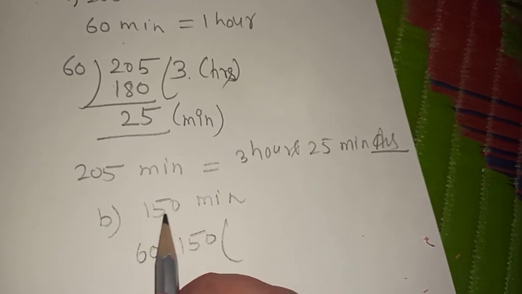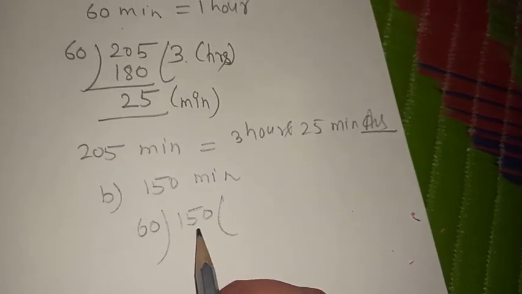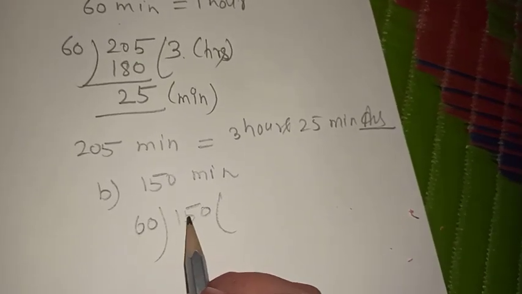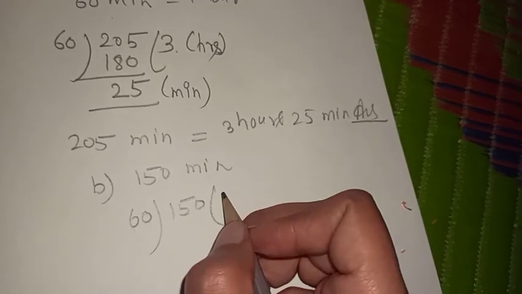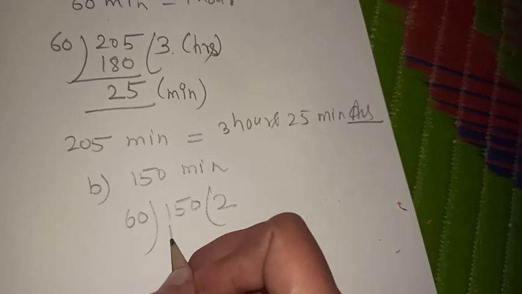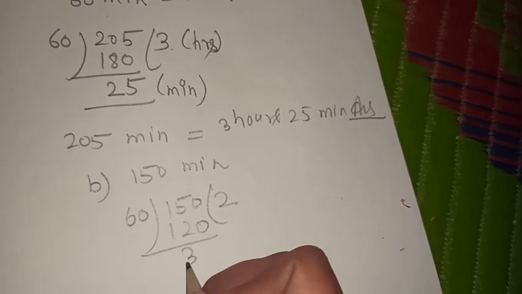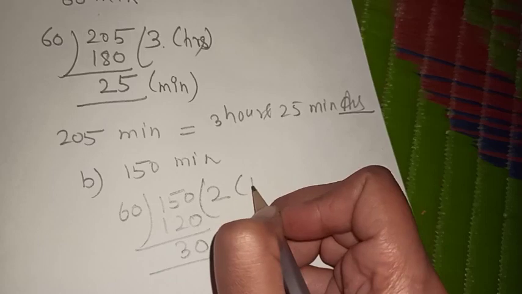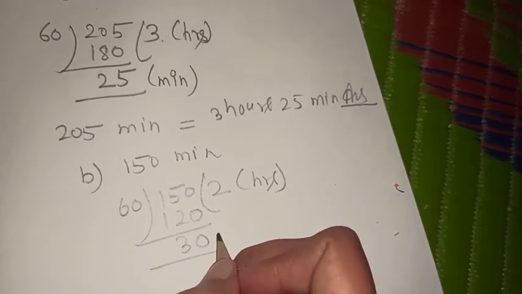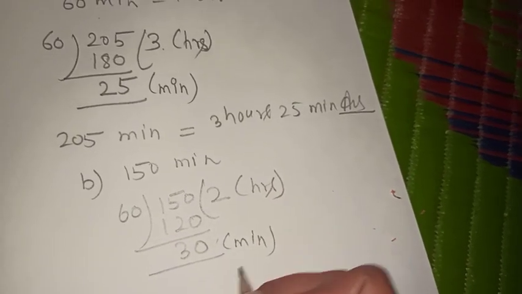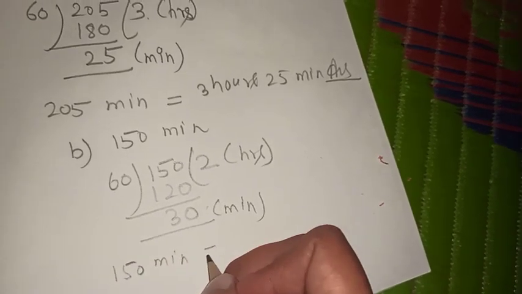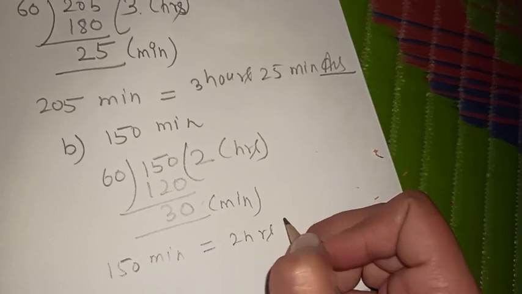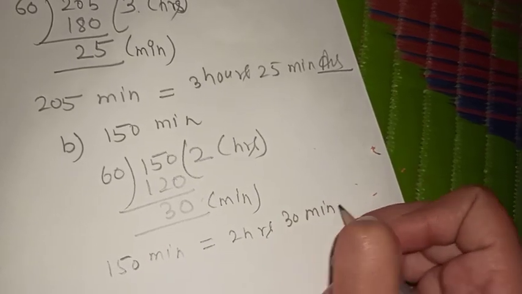Now we are given here 150 minutes. So again we will divide 150 by 60. You know that 6 2s are 12, 6 3s are 18. That means 3 times will be greater. So we will write here 2. 6 2s are 120. That will give you 30 as a remainder. I told you the quotient is hours, and the remainder is your minutes. So you will write the answer: 150 minutes is equal to 2 hours 30 minutes. This will be your answer.